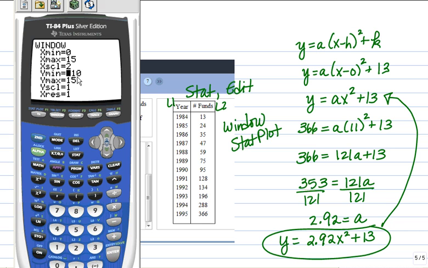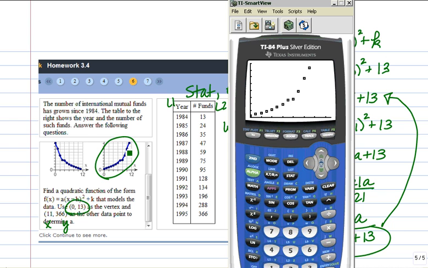Now our y values do what? They're all positive. They go to 366, so maybe we'll say 400. And our scale, I'm going to do 50. And now we can graph. Okay, and that would be the graph that you would be selecting, and that's the one we see here.